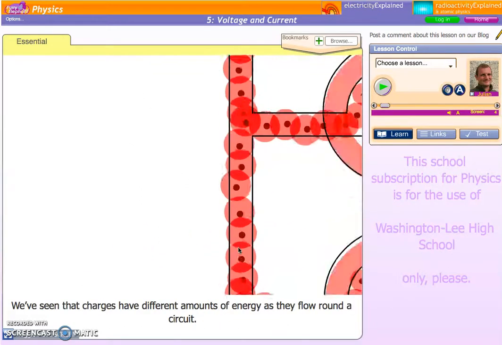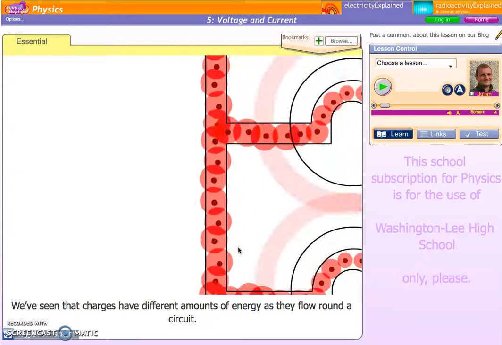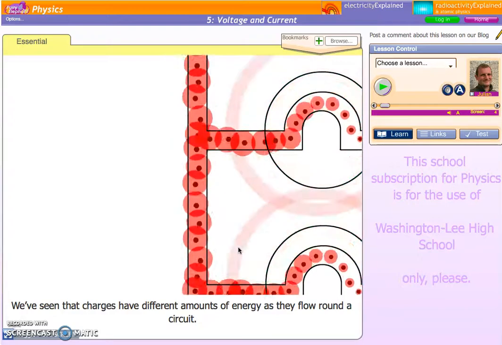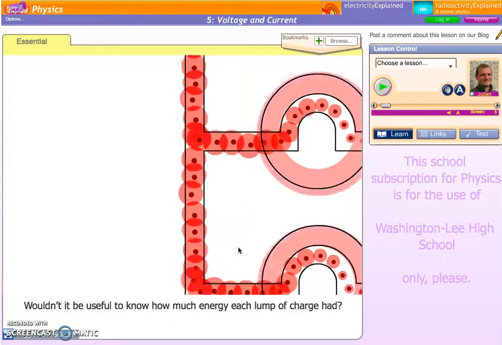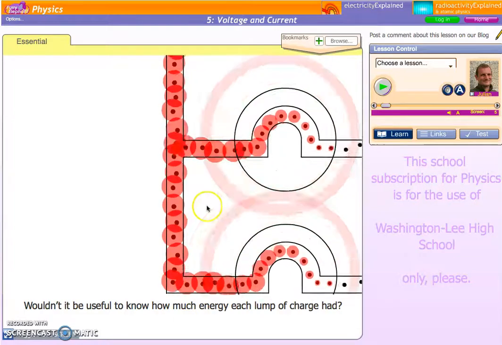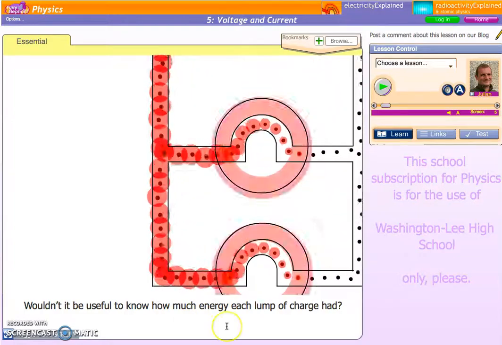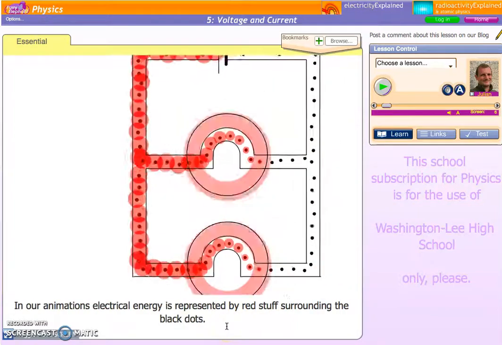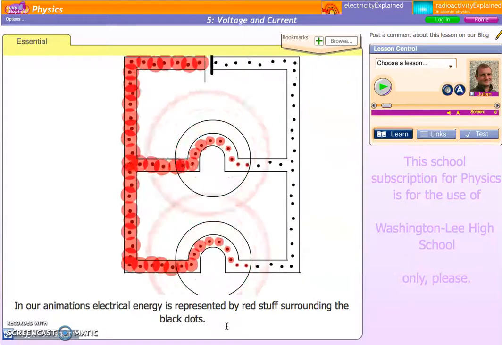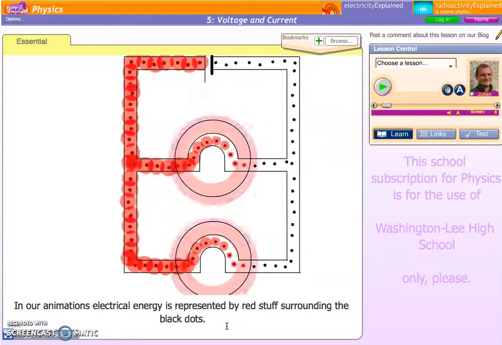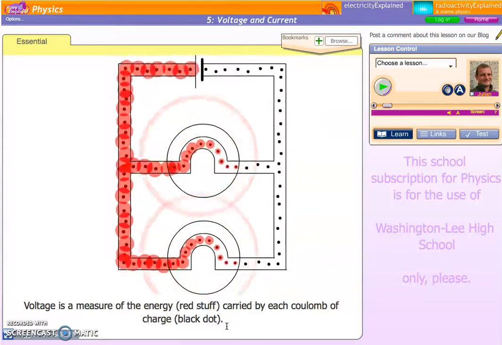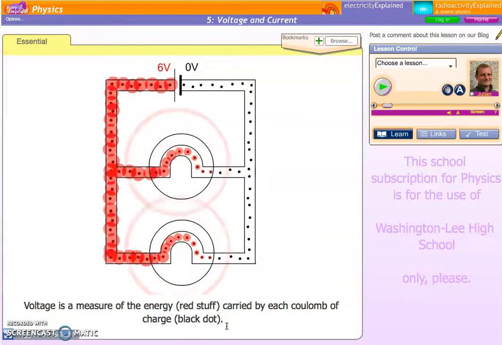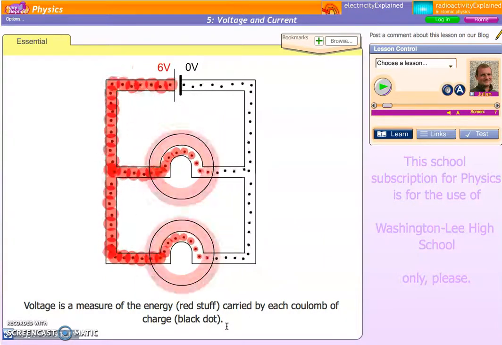We've seen that charges have different amounts of energy as they flow round a circuit. Wouldn't it be useful to know how much energy each lump of charge had? In our animations, electrical energy is represented by red stuff surrounding the black dots. Voltage is a measure of the energy, red stuff, carried by each coulomb of charge, black dot.